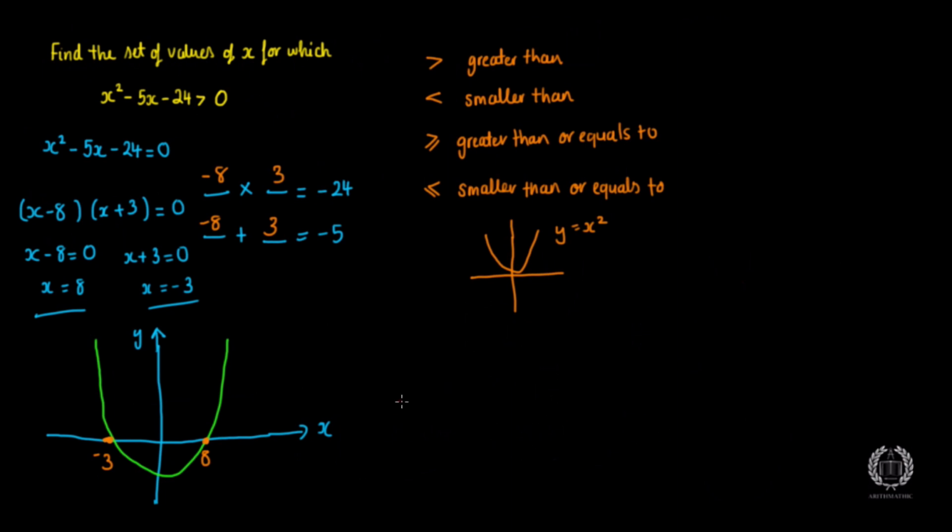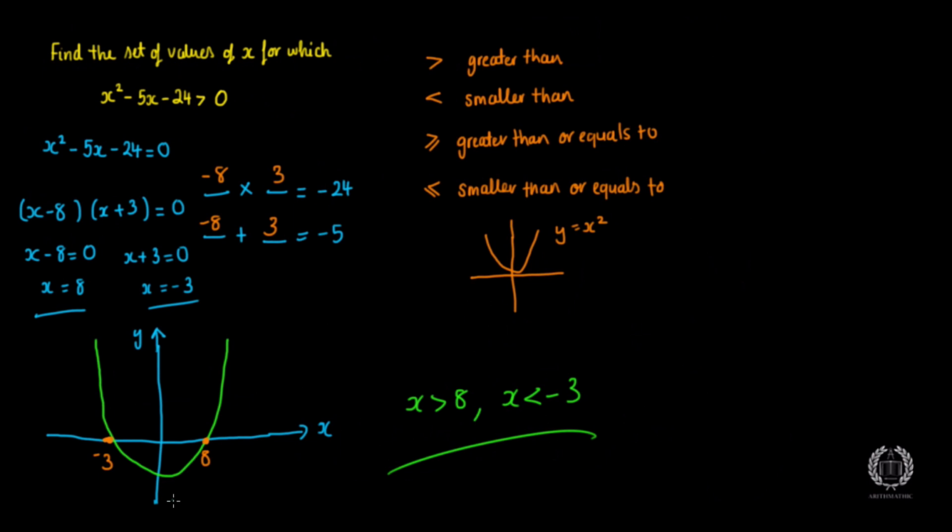So as my answer, the first bit is x has got to be greater than 8, because as my line is going this way, my x value is increasing. So I say x is greater than 8. And if I look at my minus 3 here, what's happening to my x value as this line is going this way? Think about it. This is 0, minus 1, minus 3. This x value is decreasing as we keep going to the left, right? So can I not say x is smaller than minus 3?